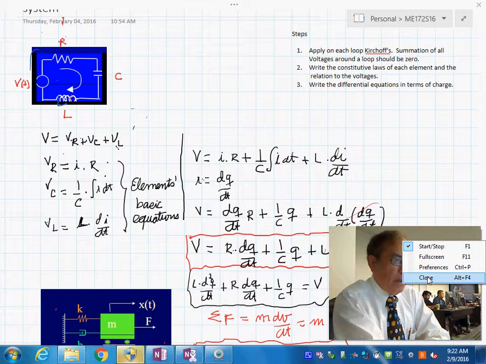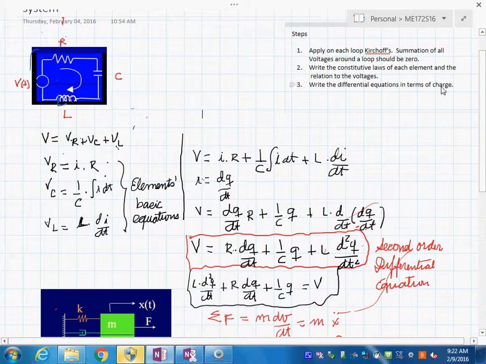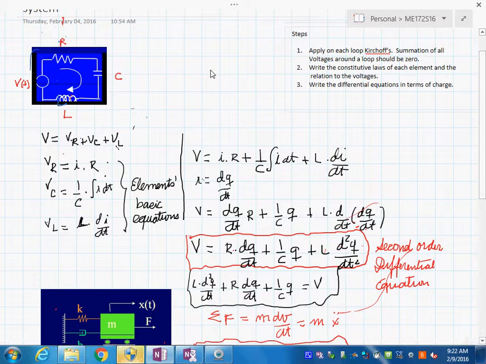Here it says you apply Kirchhoff's law to each loop. The summation of all voltages around the loop should be 0. That step is revealed right here. The summation of all the voltages, the input voltage equals the output voltage, is the same thing as saying the summation of all voltages is 0. So you could write it on one side of the equation and set it equal to 0. You could write it the way you see it here.